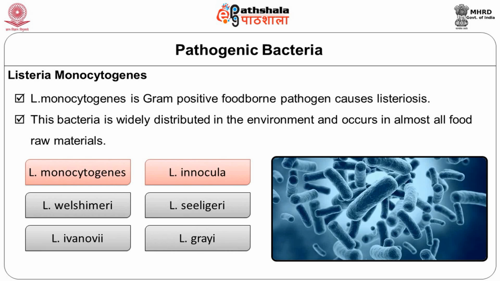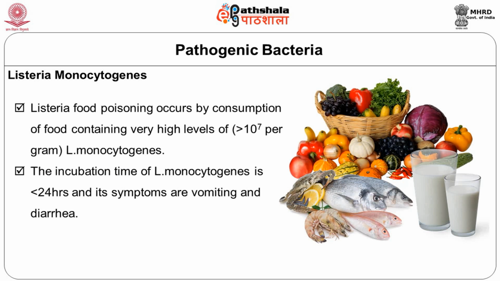In India, it's widely associated with foods like milk, seafoods, vegetables, and its percentage of contamination varies from 1 to 12%. Listeria food poisoning occurs by consumption of food containing very high levels, more than 10 to the power of 7 per gram. So that is the number of organisms that are required to cause a disease. The incubation time is less than 24 hours, and vomiting and diarrhea are the very common symptoms that you find with monocytogenes. The most important thing to understand with monocytogenes is that it grows at low temperatures. That means a food which is kept in a refrigerator also can have this Listeria monocytogenes. The control is again essentially the hygiene part of it at various time points.